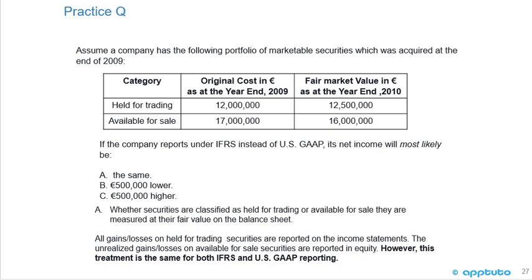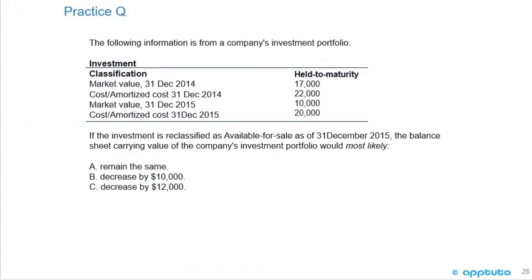So that's an important point to remember, that available for sale securities are recorded at fair value. The unrealized gains and losses run through other comprehensive income, and that treatment is the same for both IFRS and US GAAP reporting. Another practice question.